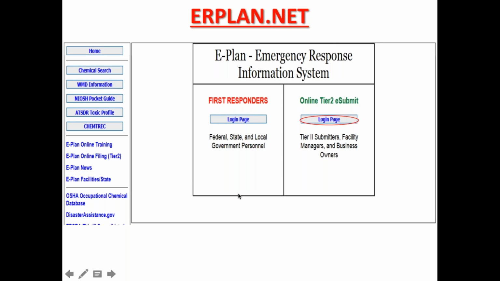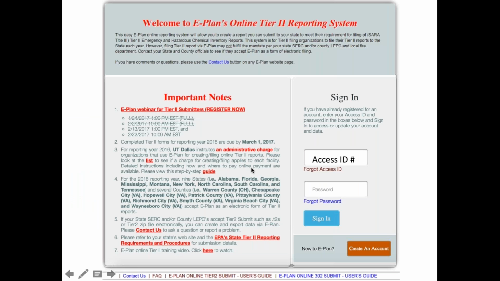Okay? So erplan.net. Once I log into erplan.net, it'll come up with a screen similar to this. I'm going to go over some of the important notes so you can see. As of now, number 1 is going to go away because today is the last webinar that we're having, because number 2 says completed Tier 2 forms for reporting for year 2016 are due March 1st, 2017. March 1st, 2017 at 11:59.